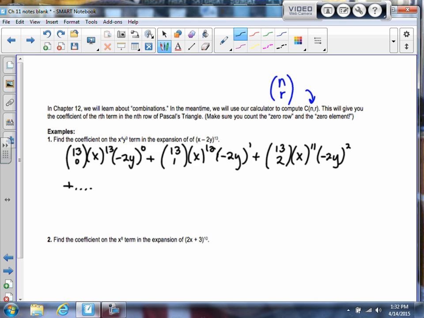So if I want something to have an x to the 4 and a y to the 9 in it, what thing needs to be raised to the 4? What thing needs to be raised to the 9? The x part needs to be raised to the 4, and the negative 2y part needs to be raised to the 9. What number is going to be in the front? Like 13 choose what? What's the pattern? 13 choose 0, x to 13, it's 13 choose 9, right? Does that make sense? It's the second number.